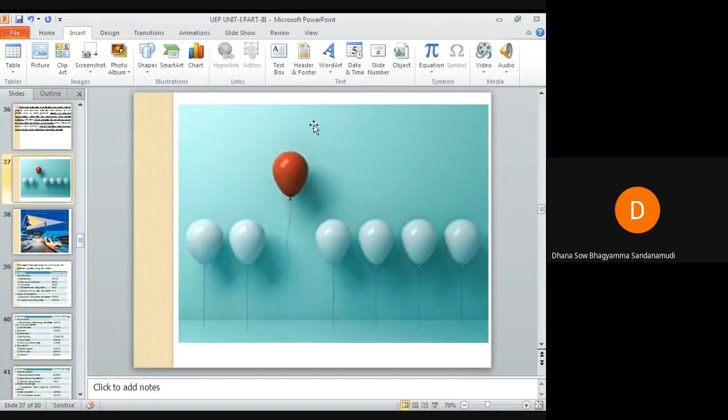So if you see, there is a red balloon here, which is exactly in contrast with the color of the wall. When there is proper contrast between this red balloon and the wall, the illumination required to identify this balloon is less. Whenever there is proper contrast between the object and the background, the illumination required will be less. When there is no proper contrast between the object which is to be illuminated and the background, then the illumination required will be more.